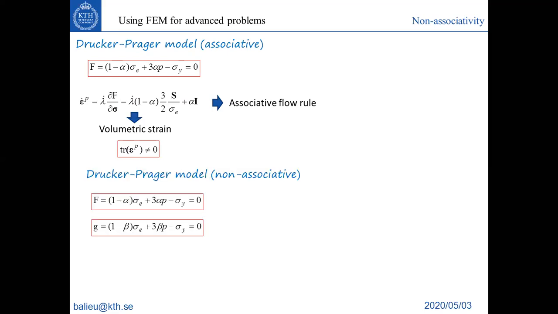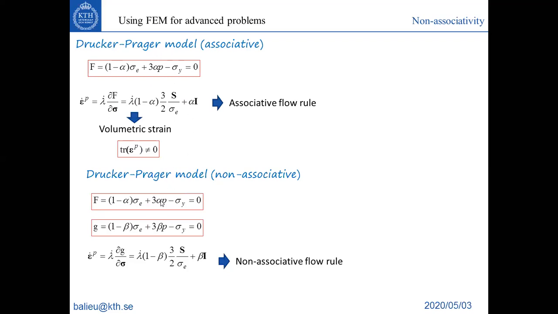But there is also another rule that we call the non-associative flow rule. This is where you define two potentials or two surfaces. One surface as usual, F, to determine the yield, so when the plasticity will start. So it's the same as in this case.